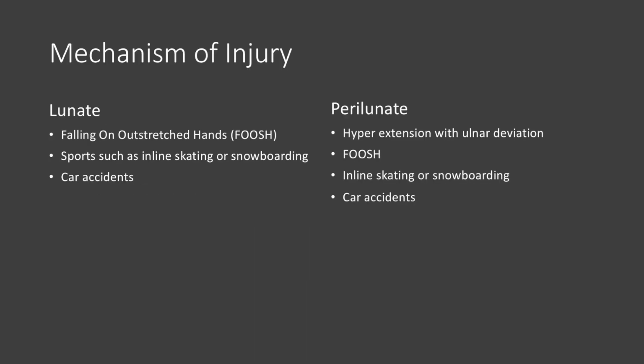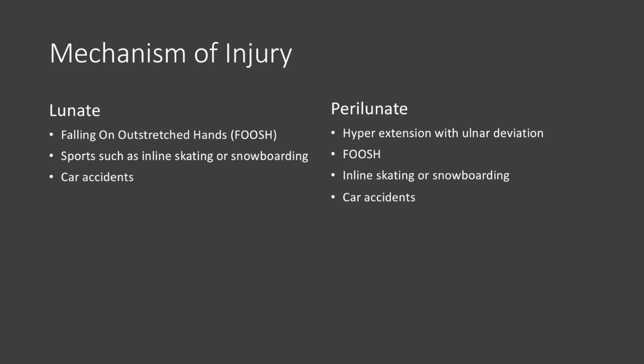Mechanism of injury for a lunate dislocation is falling on outstretched hands or foot, sports such as inline skating or snowboarding, or car accidents. Paralunate dislocations have all of the same mechanisms of injury plus 1. Another mechanism of injury for a paralunate is the hyperextension of the wrist with ulnar deviation.